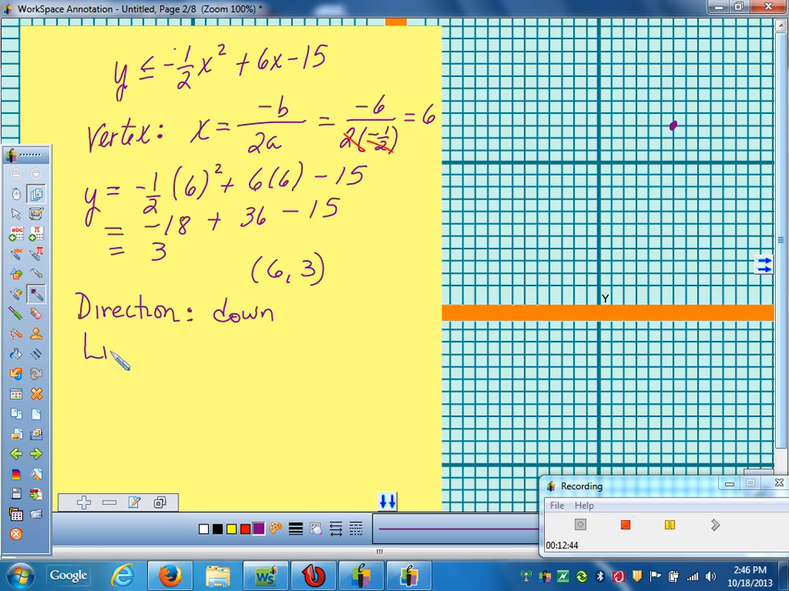The line of symmetry? How do I write it? Thank you. It's the vertical line x equals 6 because it goes through the x-coordinate. And then, is this one going to be wide, narrow, or normal? If it's a half, half is a fraction, that makes it wide.